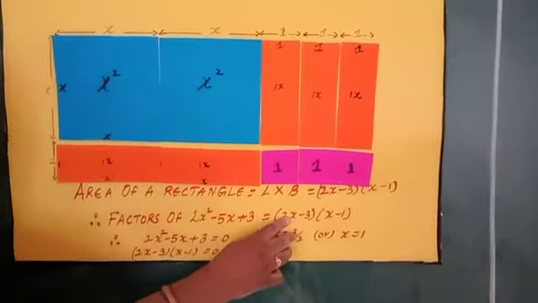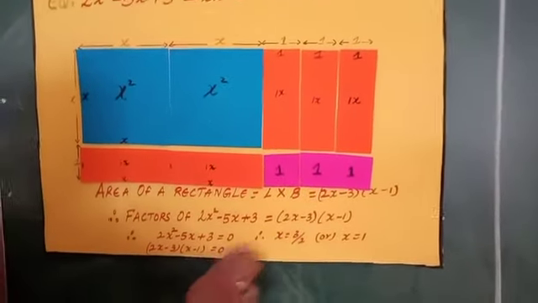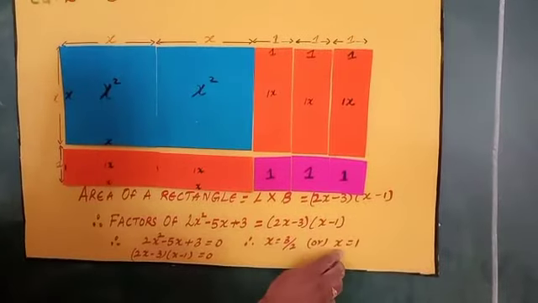So what is the value of x? You know how to solve the equation. x equals 3 by 2, because equating to 0, minus 3 will go and become plus 3 by 2, and for minus 1 it becomes plus 1.